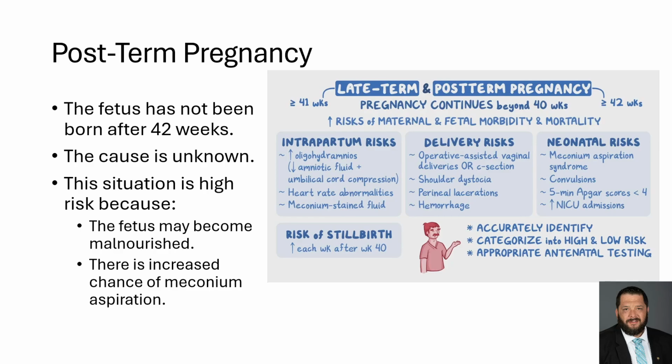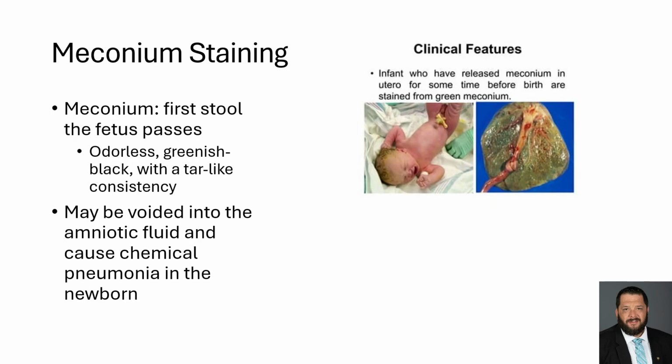Postterm pregnancy is when the fetus has not been born after 42 weeks. Causes are unknown. The situation is high risk because the fetus can become malnourished, and there's an increased chance of meconium aspiration during delivery. Meconium is the first stool that the fetus passes. It's usually odorless, and it's a greenish or black color with a tar-like consistency. It may be expelled into the amniotic fluid and can be a cause for chemical pneumonia within the newborn. So this should be one of the things that you look for during the birthing process.